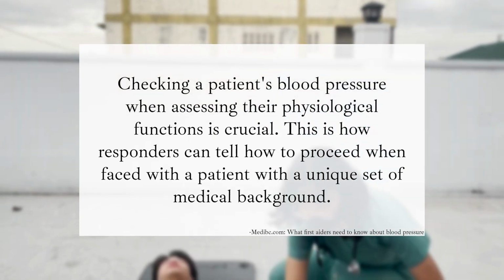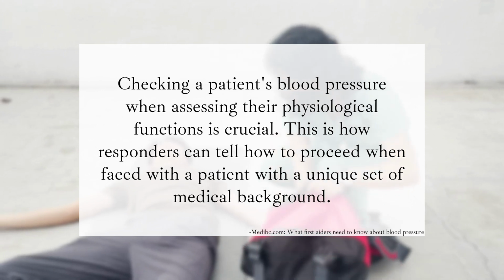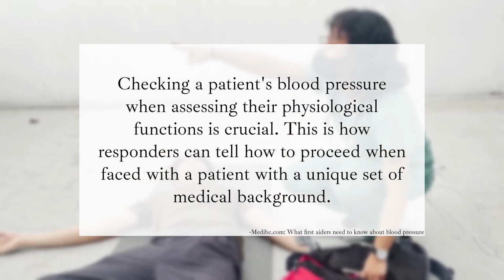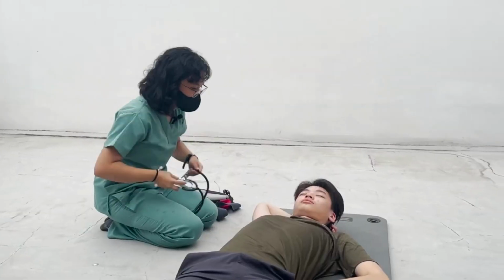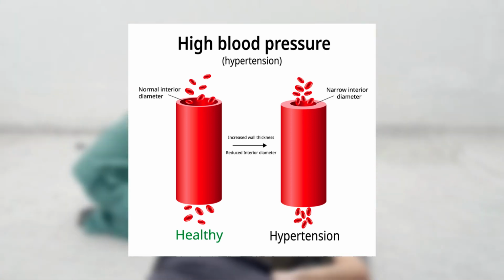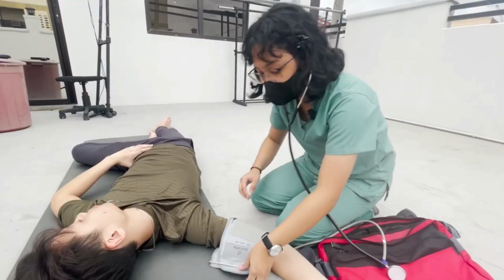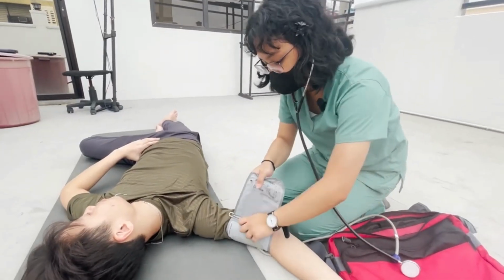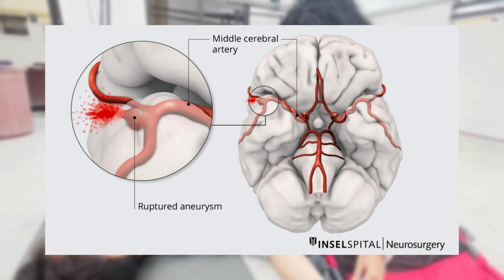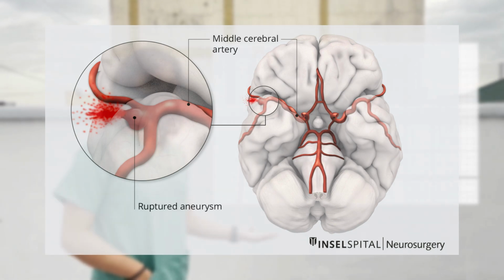Checking a patient's blood pressure when assessing their physiological functions is crucial. This is how responders can tell how to proceed when faced with a patient with a unique set of medical background. Remember, not every person is the same. For example, if he had high blood pressure, that meant his blood was thicker than the average person. This could hinder my response time as I would have taken longer to assess if I could do first aid on him. This could mean he could have had an aneurysm as well, and being shot in the head, I could not have moved him yet because I could potentially make his case even worse.